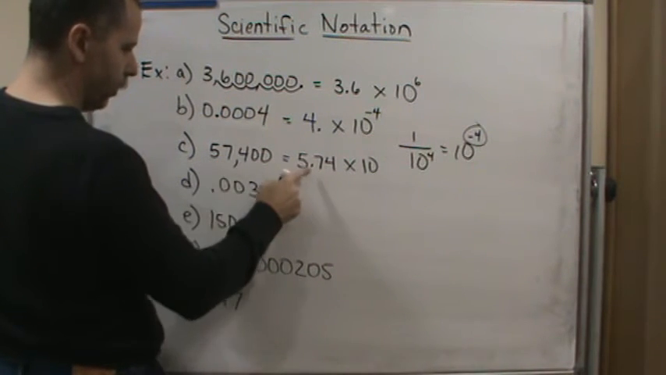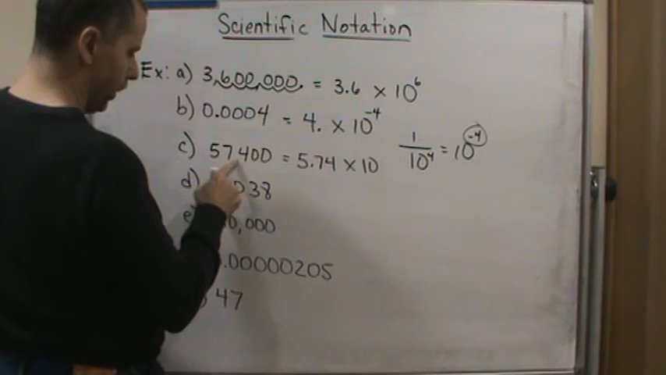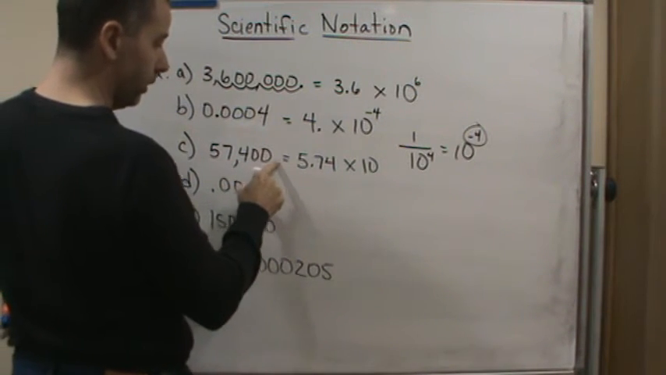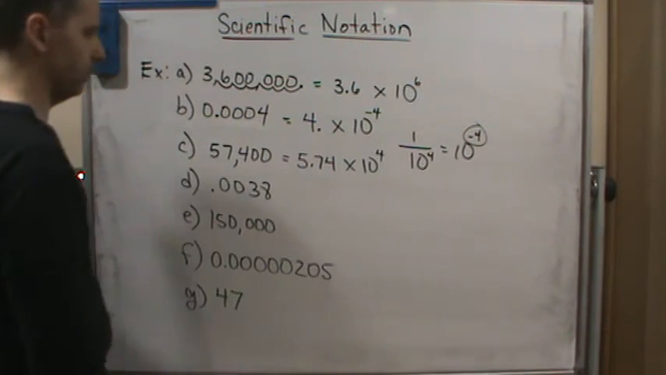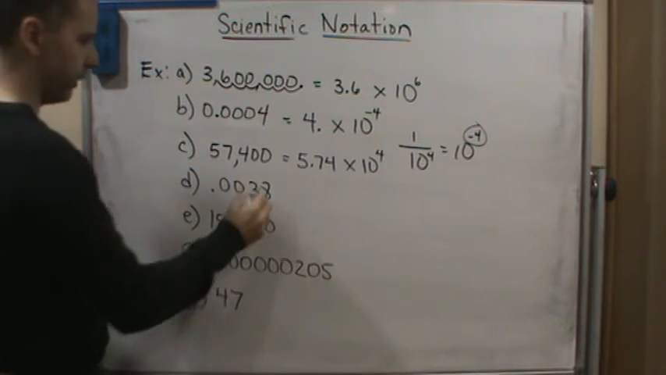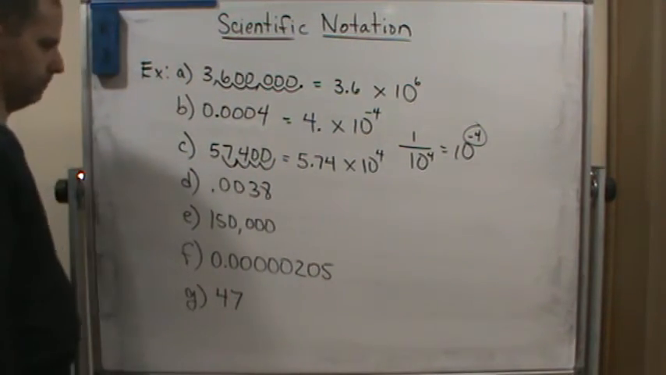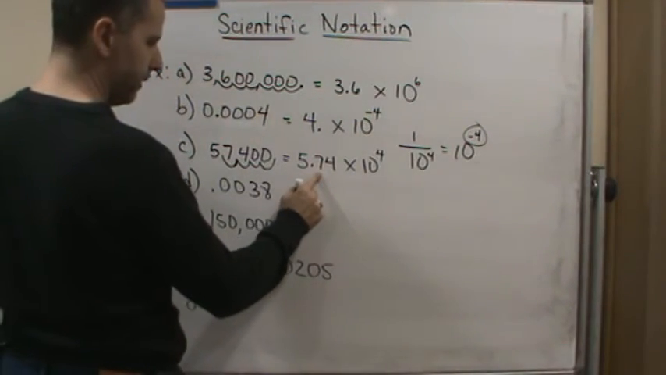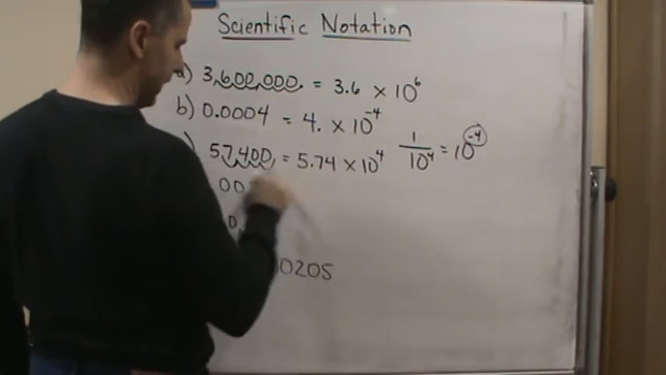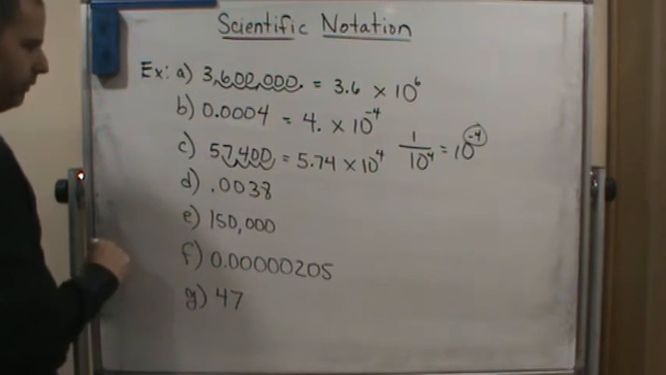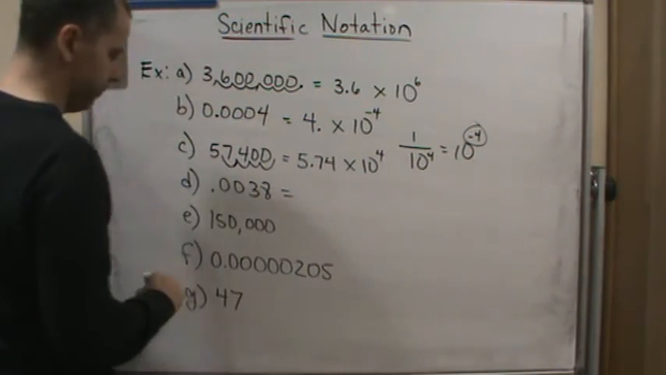Well, I need to move it, what? 1, 2, 3, 4. So it's going to be 4. Okay, so again, if I start here and I move over 1, 2, 3, 4, right? That's where I get, but I'm going to have to multiply by 4 to get back to where I started from. Okay, now what about this one?